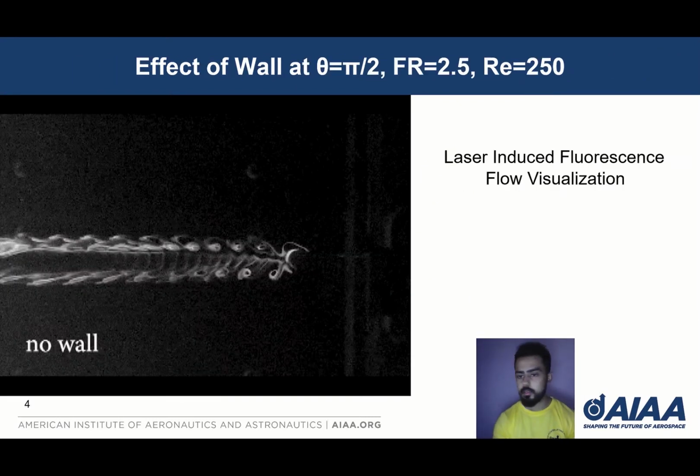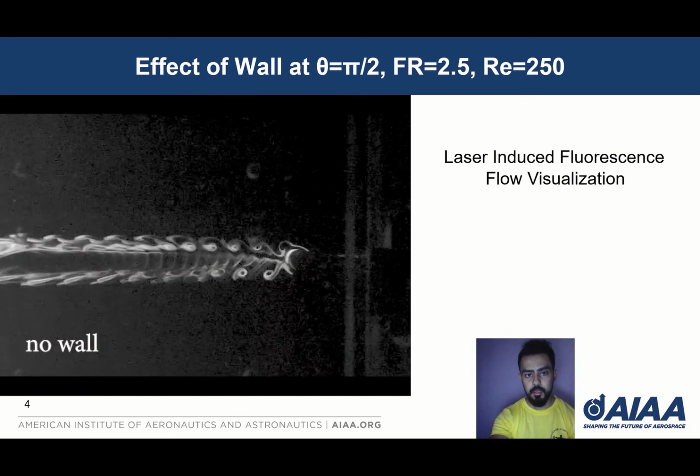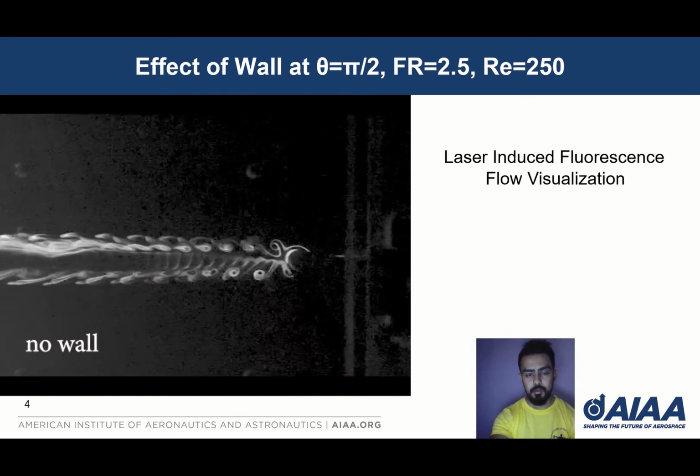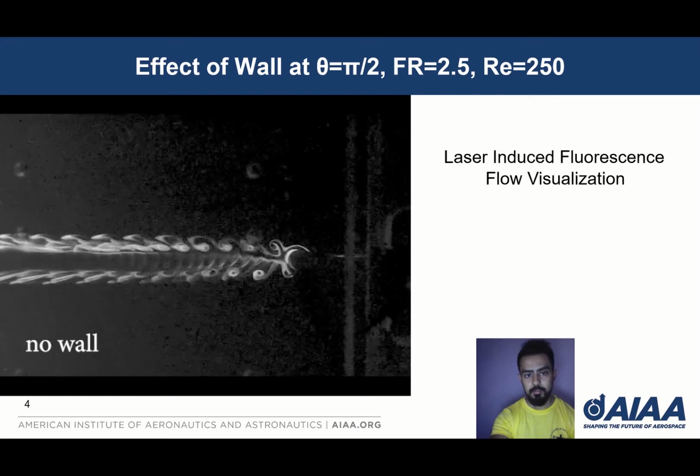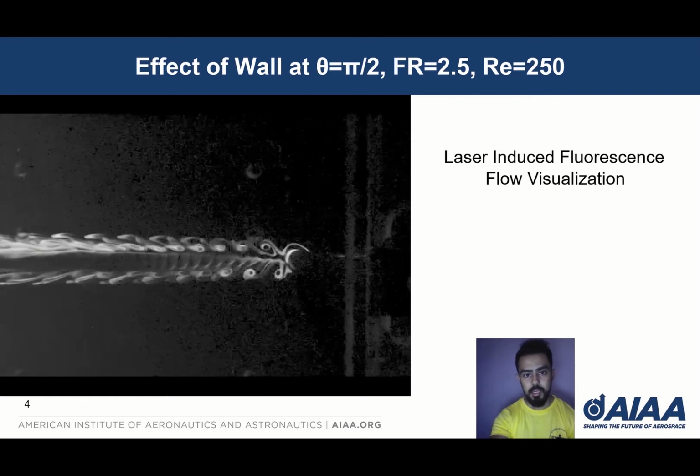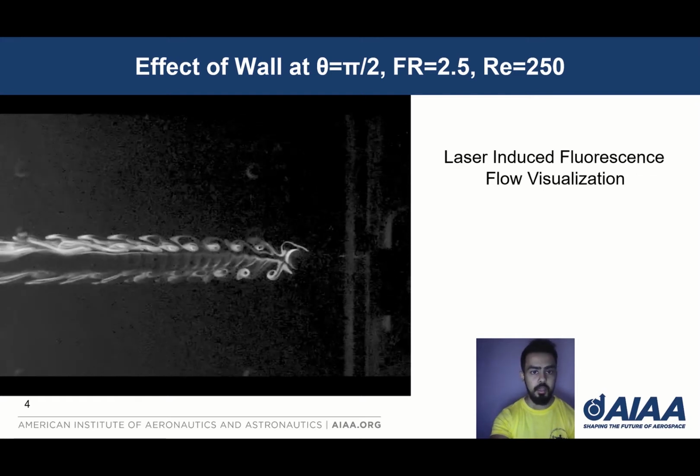Here we have the results of laser induced fluorescence. We'll see the effect of wall at an amplitude theta of 90 degrees, FR 2.5 and Reynolds number 250. We have used laser induced fluorescence at higher FR because it yields better results than hydrogen bubble flow visualization.